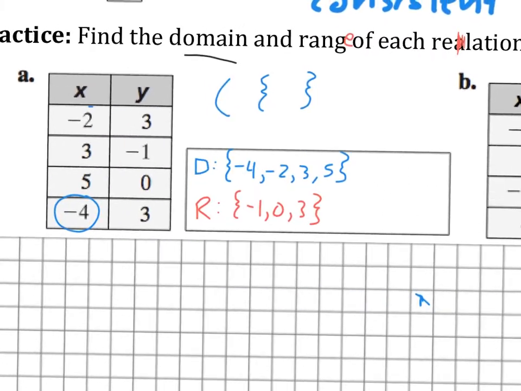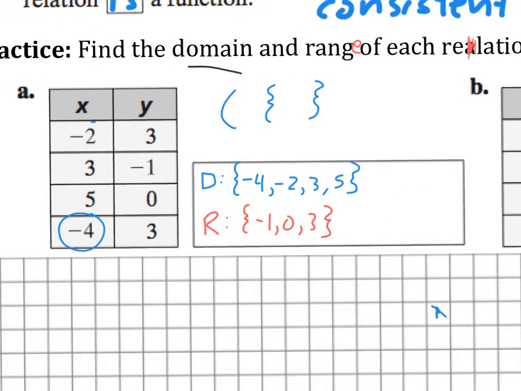Now, of course, the question is is this a function? And the answer is yes. Look, every -2 gives me a 3. Every +3 gives me a -1. Every +5 gives me a 0. And every -4 gives me a 3. I quickly know, since there is no repeat in the domain, it has to be a function. So the answer is yes, it's a function.